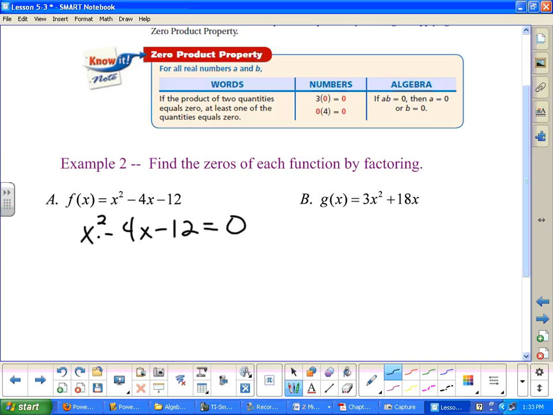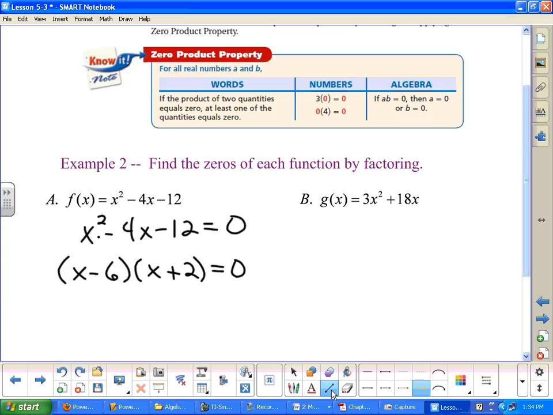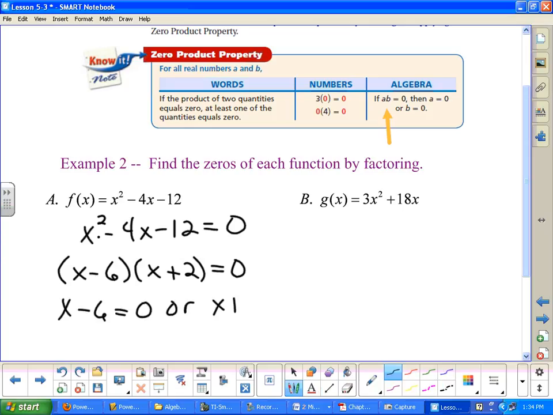Caleb says we get x minus 6 times x plus 2. So negative 6 times 2 is negative 12, and negative 6 plus 2 is negative 4. That's correct. Now, if you remember when we talked about the zero product property before, if a times b is equal to 0, then either one part of it is equal to 0 or the other part is equal to 0. So that means either x minus 6 equals 0 or x plus 2 equals 0.